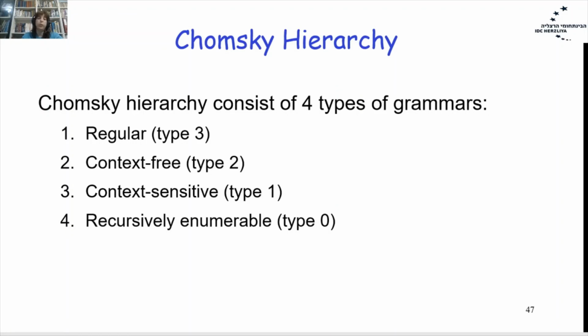Our last topic for today is Chomsky hierarchy. One of the things that Noam Chomsky did, he explained or he proved that we have a hierarchy of grammars. And Noam Chomsky defined several types of grammar: regular grammars, context-free grammars, context-sensitive grammars, and recursively enumerable grammars. So the first grammar, regular grammar, is the most restricted one.